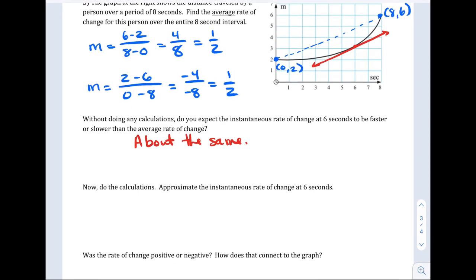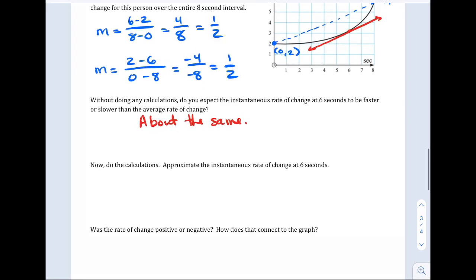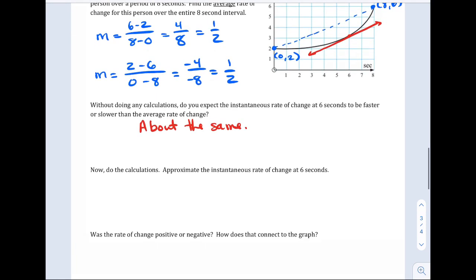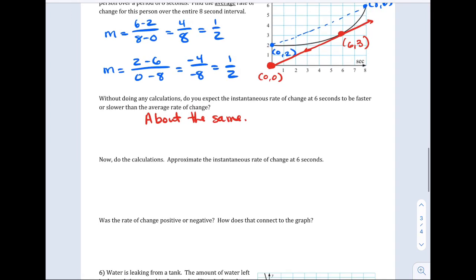But let's do our calculations and see. So that one, you're just making a judgment call, what you think based on the line that you drew. But if I want to find my instantaneous rate of change, well, I'm going to choose 2 points that are on my tangent line. So maybe if I extend it over here, maybe I'll choose the point at 0, 0. And I'll use the point of our tangent line, maybe 6 and 3. And I'll find the slope between 0, 0 and 6 and 3.